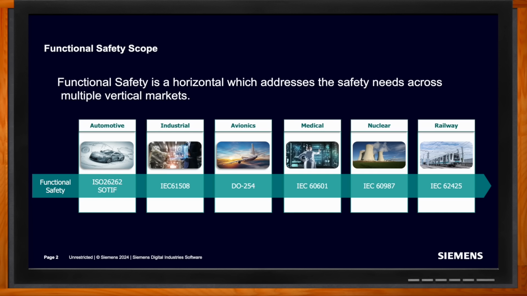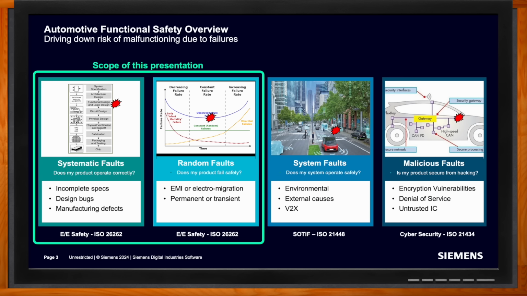Fantastic. Now, what about functional safety in the automotive sector in particular? What kind of faults are we talking about here? When you look at faults in the automotive sector, for this presentation, we're going to talk about systematic faults and random faults. So ISO 26262 is really for semiconductor suppliers, and it guides the development of safe ICs. When you talk about systematic faults, those are the faults that are eliminated through your good design, your verification flow, and your test methodology. So it's eliminating design bugs, it's uncovering incomplete specs and manufacturing defects.